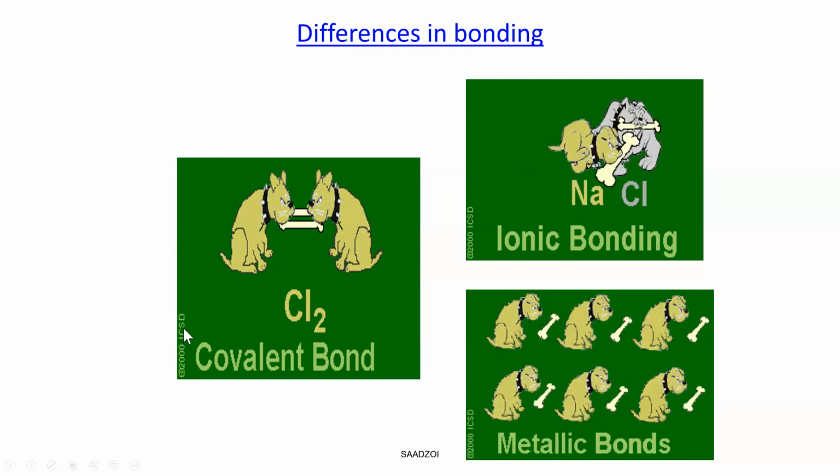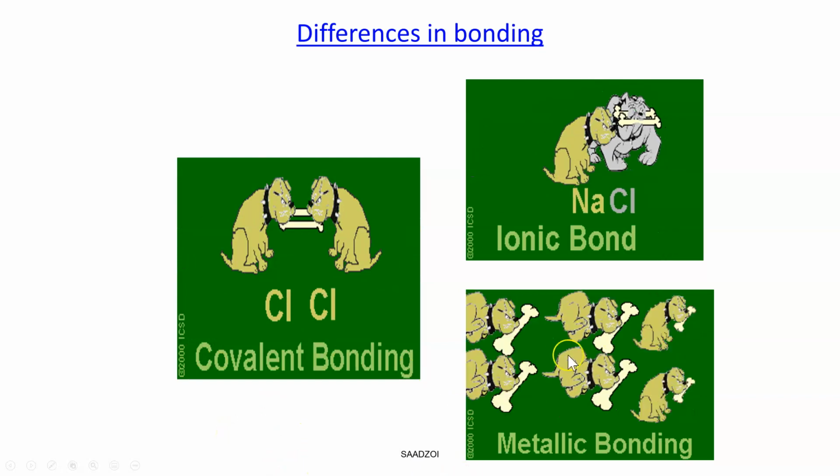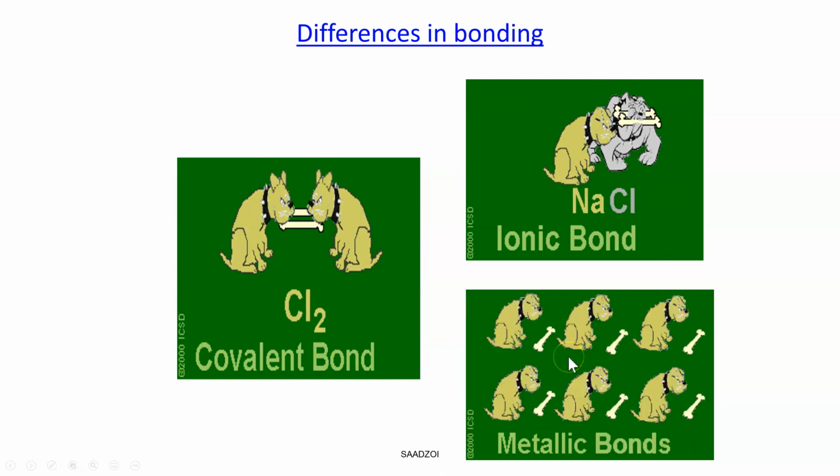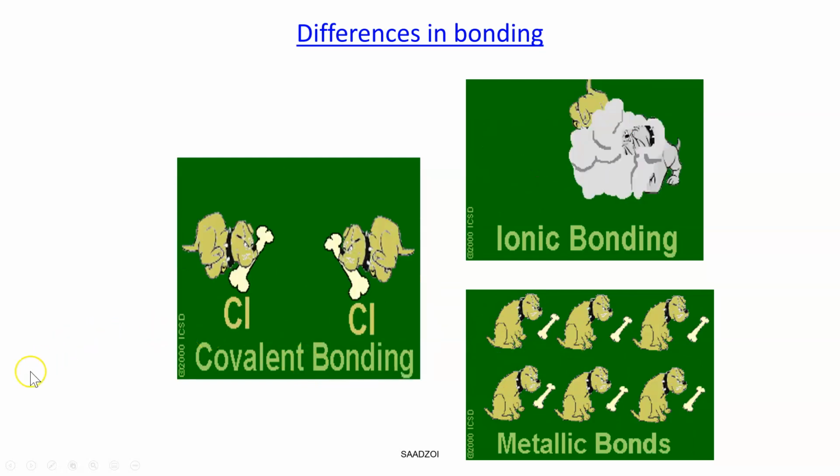And the last kind, metallic bonds, kind of like communism, more or less. Everybody brings their dogs to the party, and everybody shares everybody else's bones. So that's the different types of bonding, and that's how you determine if a substance is soluble or insoluble.